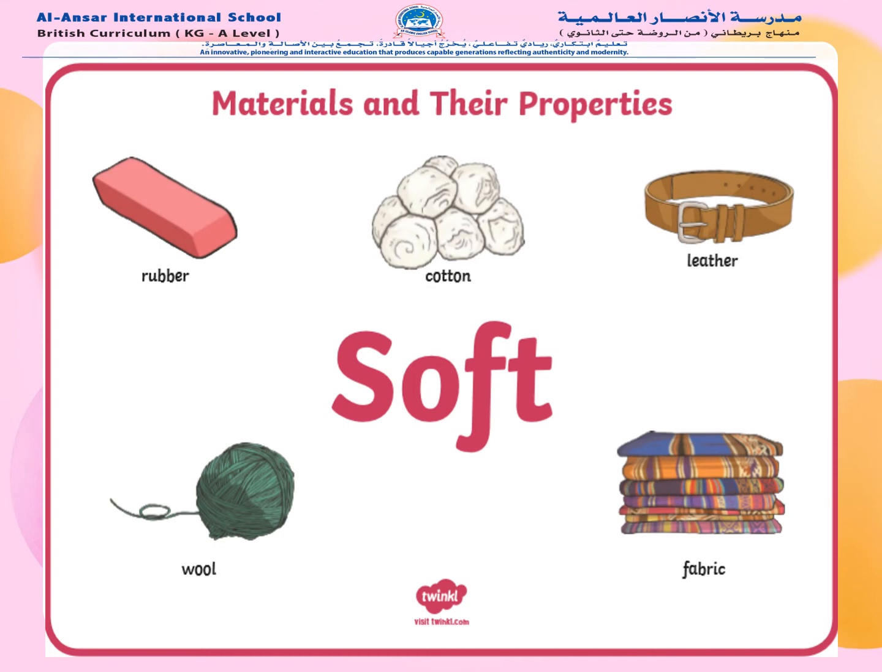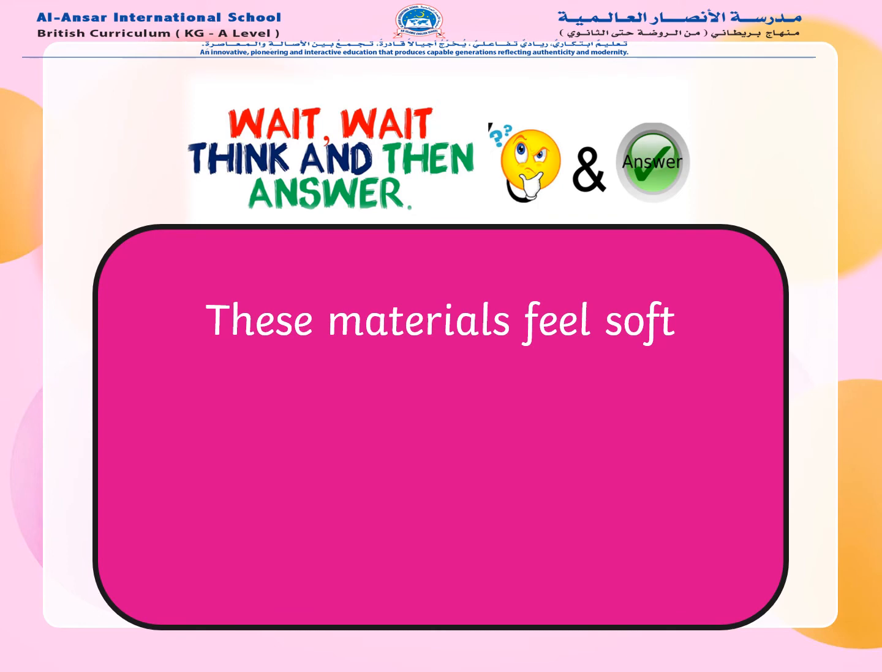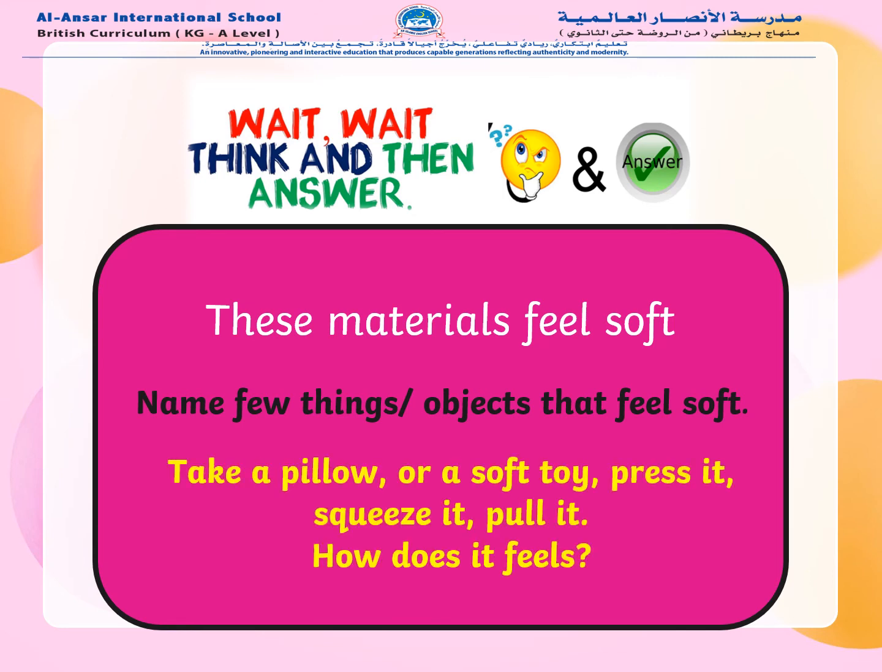Next, we have another property, soft. Some erasers, cotton, a leather belt, wool, and some fabric. When you use your sense of touch, you can feel that these things feel soft. But think about these things. How you can know that these are soft? Of course, using your sense of touch. Go around, feel some things around you. Take a pillow, squeeze it, or a soft toy, press it, pull it. How does it feel? Talk about it.